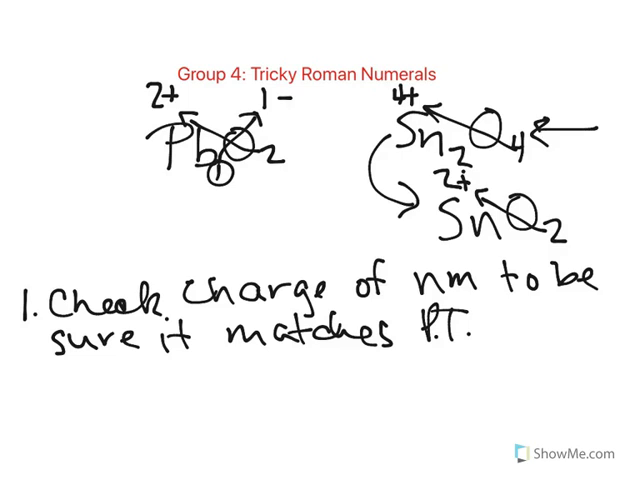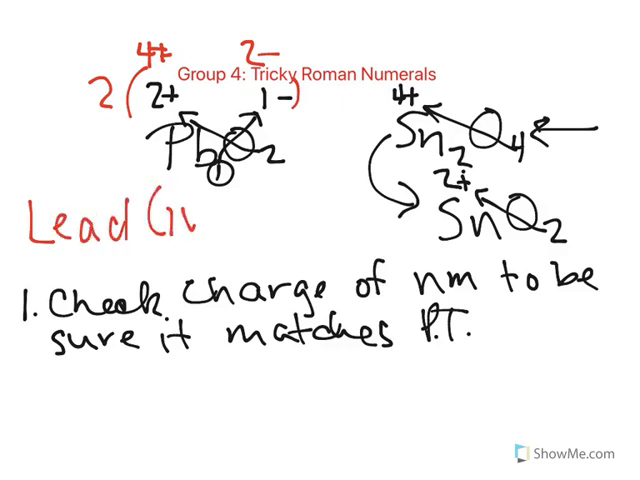So how do I make 1 minus 2 minus? Well, I've got to multiply it by 2. So I'm going to put my whole charge thing in brackets and multiply it by 2. When I do that, oxygen ends up with its 2 minus charge, but lead gets a 4 plus charge. So what's my Roman numeral for lead in this case? It's 4. So this would be lead 4 oxide.